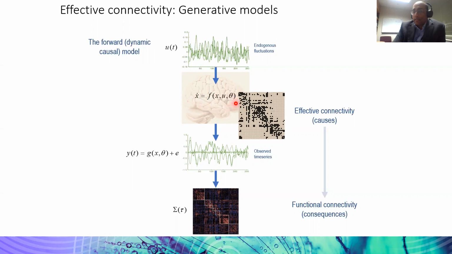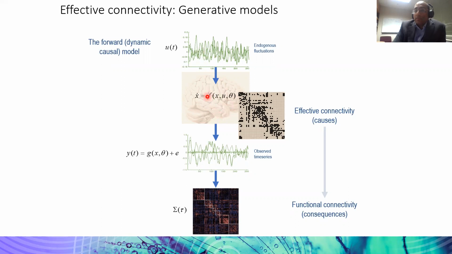There's a change in brain state x, which is a function of the brain state at the present time, what is the input, and what are the model parameters. This is how the different parts of the brain are connected with each other. So theta is the connectivity between neural populations, which we cannot directly measure.